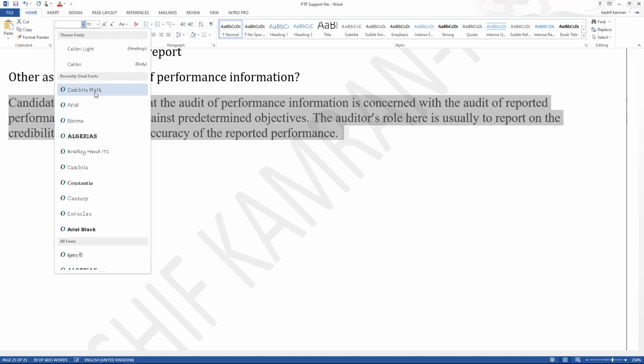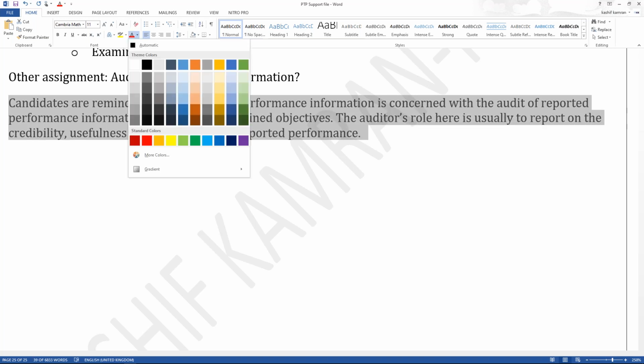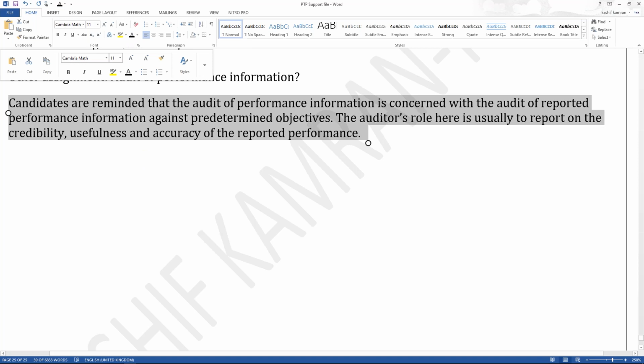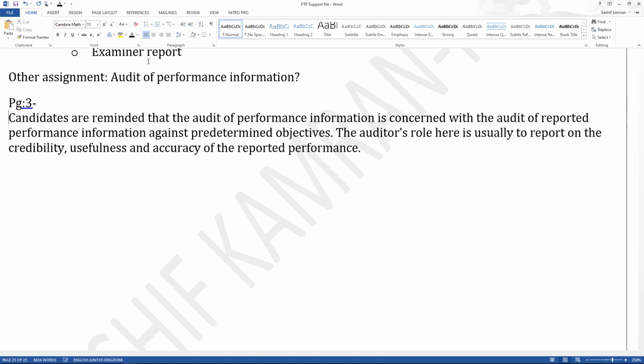So from which page number did I take this? I took this from page number 3 of the article. So I'll just take the important extracts, right? So this is from page 3. Now see what the examiner is telling us.